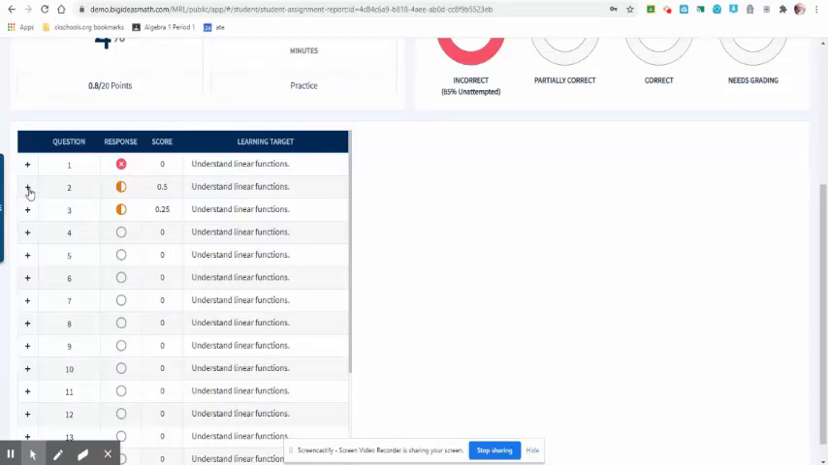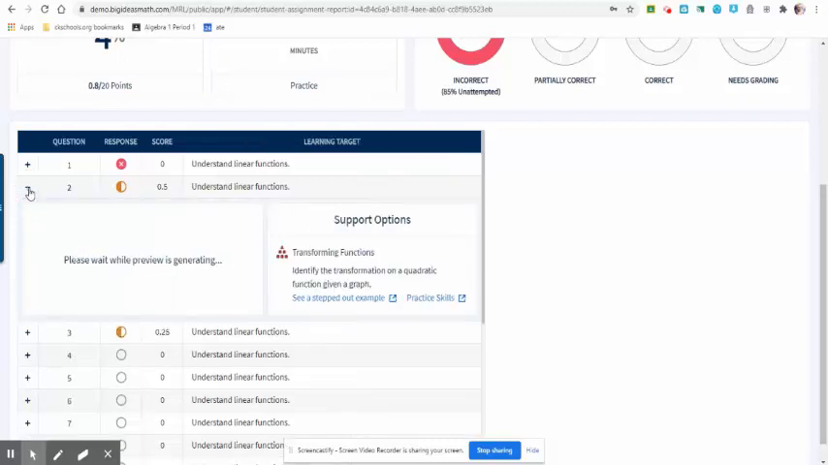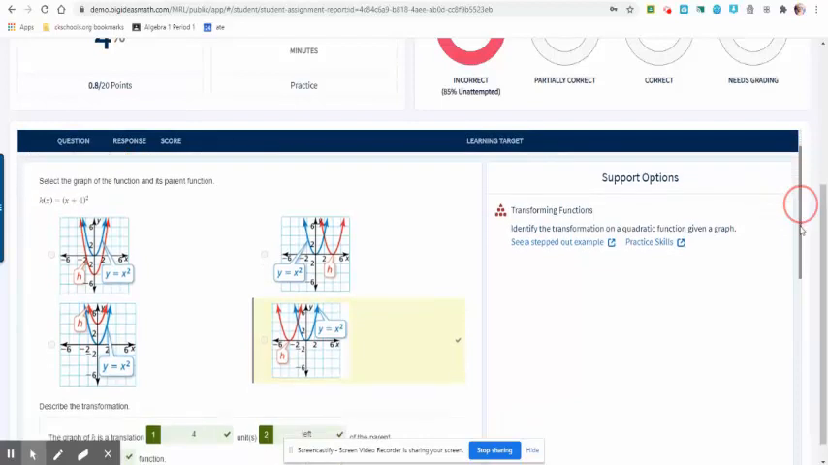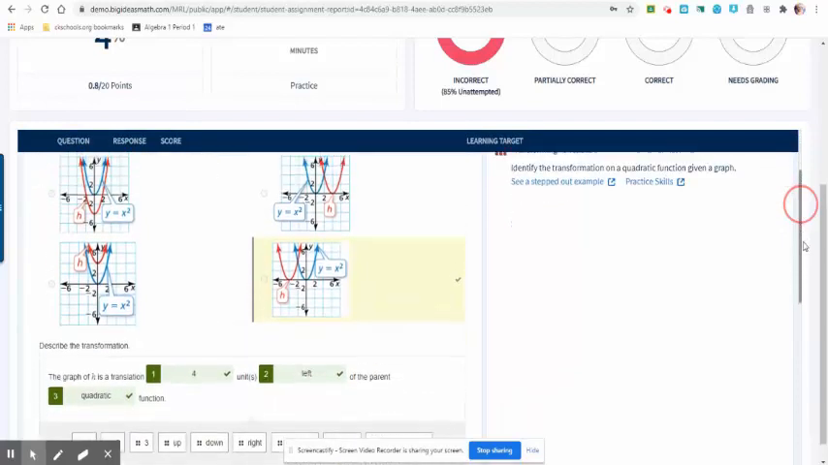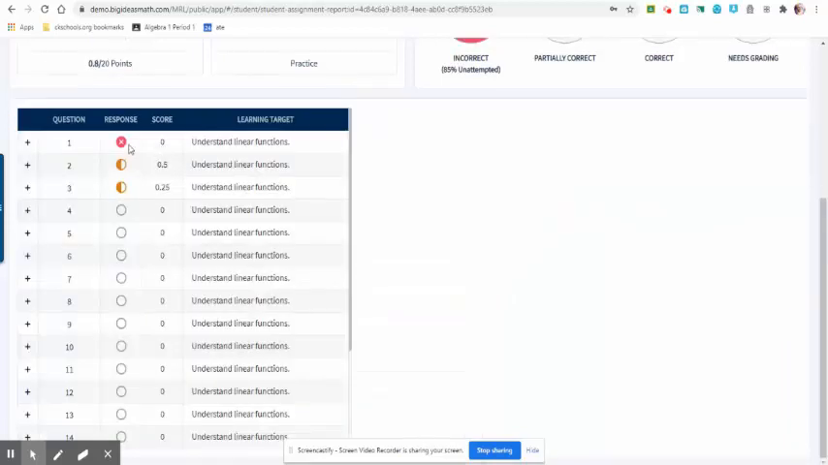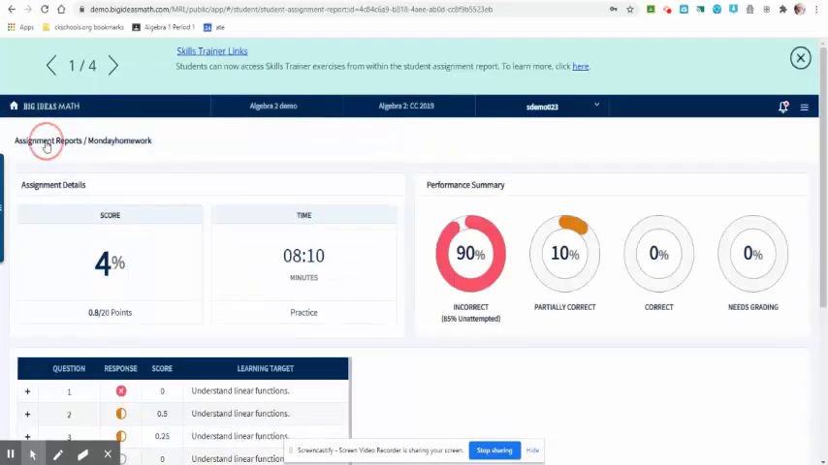If you were to use this little plus sign and open it, depending on the options your teacher allowed, sometimes you are able to see the entire question, the part that you got correct, and the part that you got wrong. Please notice the red X means you got the entire question incorrect. The half orange sign means you got a portion of the problem correct. Underneath the score, you can see how much. For this particular problem, number 2, I got half credit. For problem number 3, I got a quarter credit. So let's go back to our assignments.